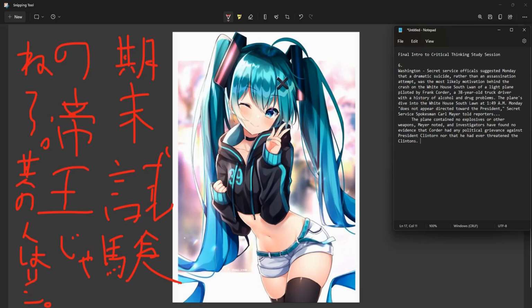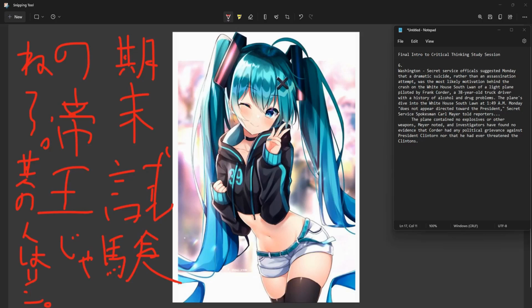Wait, is this a real thing? I have no idea. You know what? Let's check it out. Frank Corder. Clinton... No, it's a White House South Lawn. Wait, no way this is real. Frank Eugene Corder was an American truck driver. He stole a Cessna 150 late on September 11, 1994, and crashed the stolen aircraft into the South Lawn of the White House early in September. This was a real event.